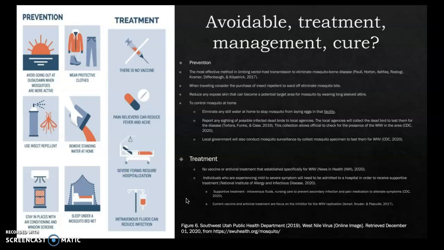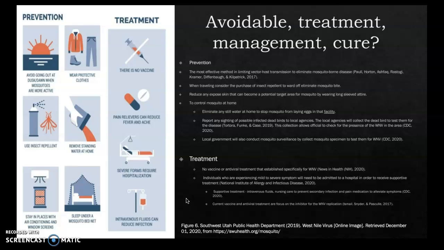In some parts of the United States, surveillance programs are set up for the public to report any sighting of possible infected dead birds to the local agency. It is encouraged because the local agency will collect the dead birds to test them for the virus. This collection allows officials to check for the presence of the West Nile virus in the area. Local governments also conduct mosquito surveillance to collect mosquito specimens to test them for the West Nile virus.